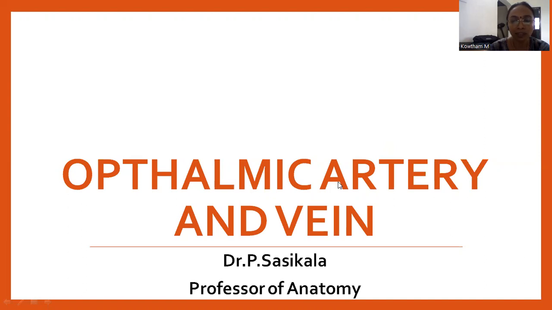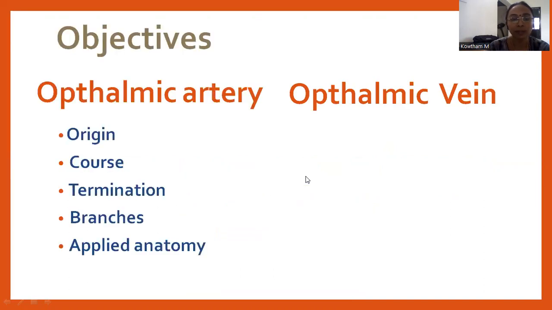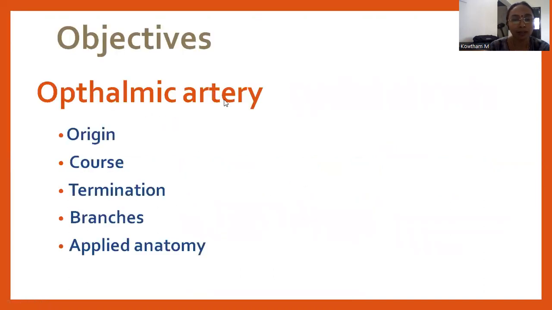So, ophthalmic artery and vein. What are the objectives of this session? How are you going to read the artery and vein, and what are the titles to be followed? The next slide. Let's see the ophthalmic artery. Just to read, first you have to read about the origin, course, termination, branches, applied anatomy.